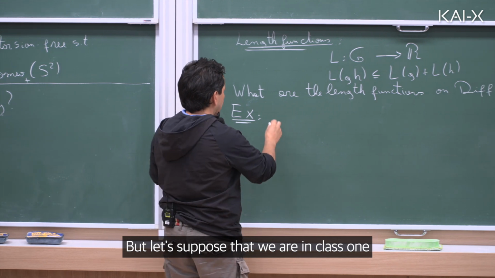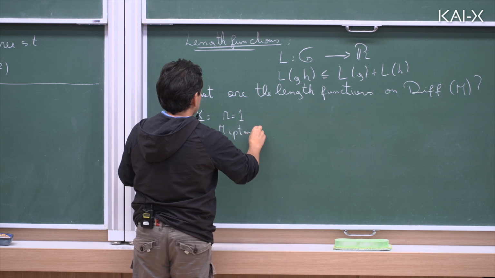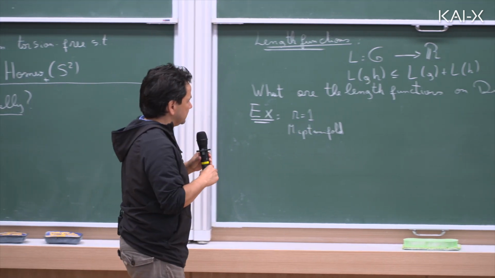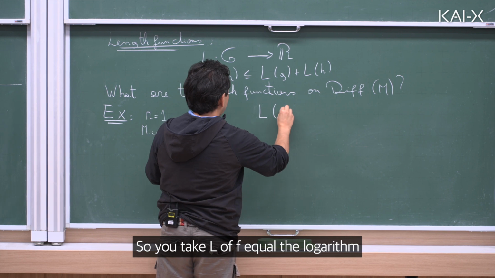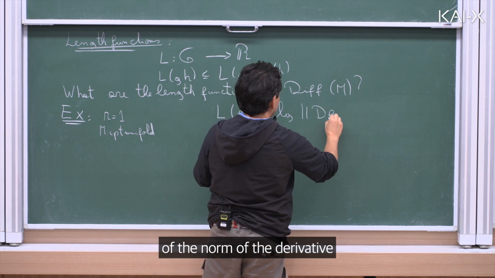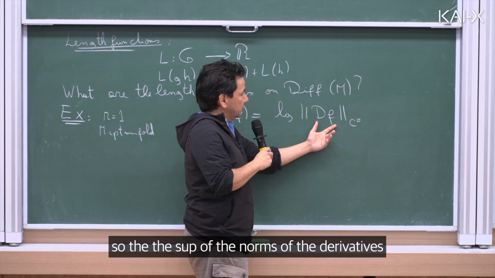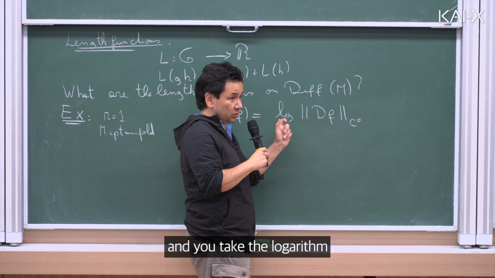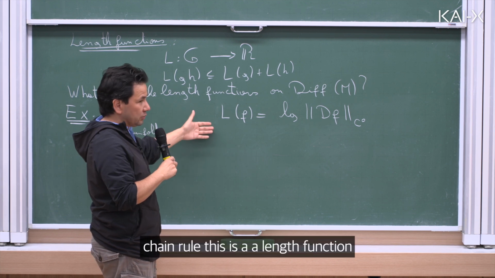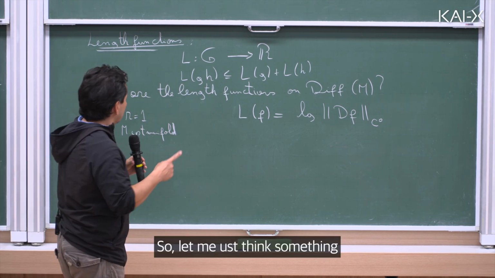But let's suppose that we are in class C1 and M is any manifold, say compact. Well, for this case, there is a length function. So you take L of f equal to the logarithm of the norm of the derivative, but the norm in the continuous setting. So the sup of the norms of the derivatives, and you take the logarithm. This is a length function because of the chain rule.